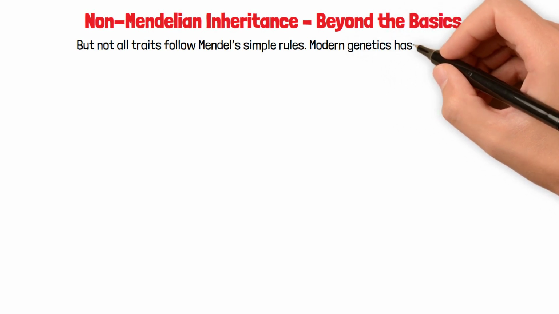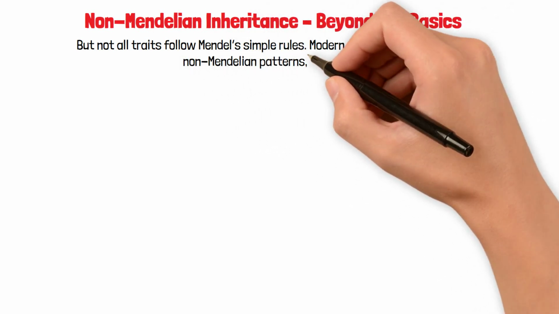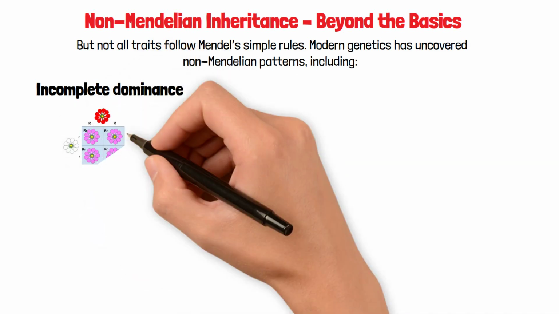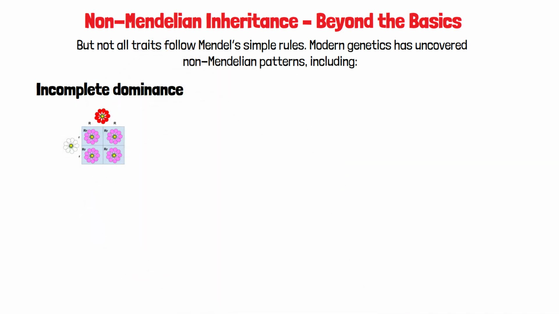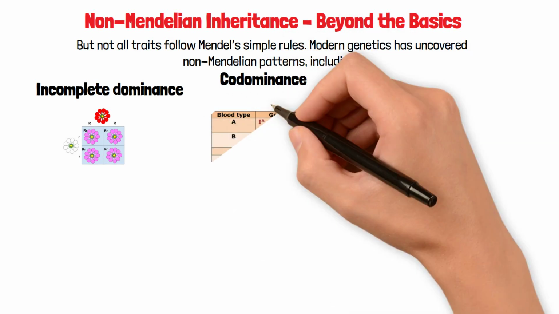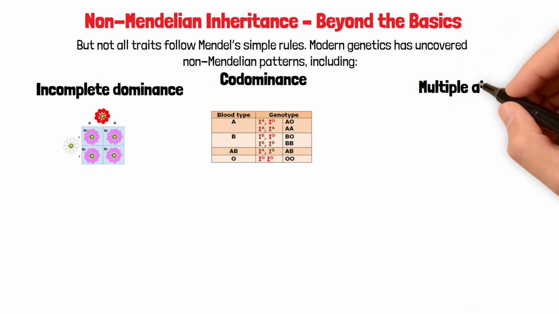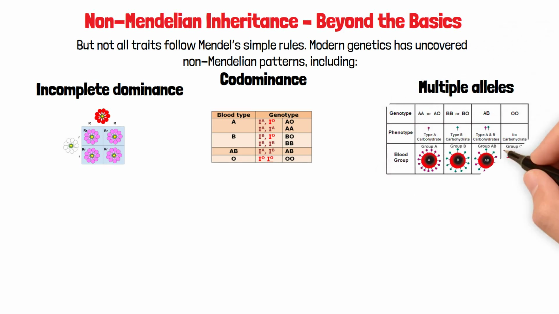Modern genetics has uncovered non-Mendelian patterns, including incomplete dominance: neither allele is fully dominant, e.g., red and white flowers producing pink flowers. Codominance: both alleles are expressed equally, e.g., blood group AB. Multiple alleles: more than two alleles exist for a trait, e.g., ABO blood groups.